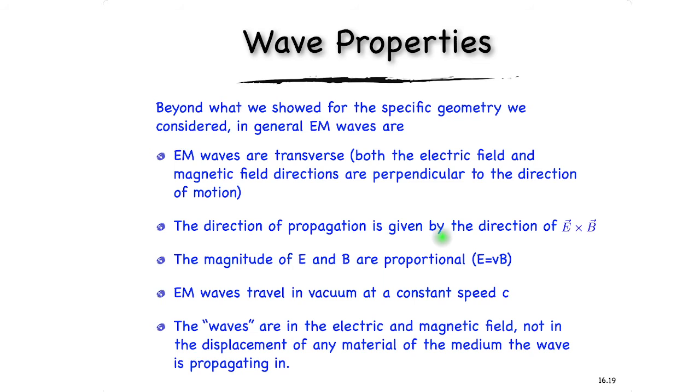The direction of propagation is given by the cross product of E and B. So E cross B we can find from the right-hand rule. In our analysis, if E was along y and B was along z, our thumb would point in the direction of the cross product, which is x.